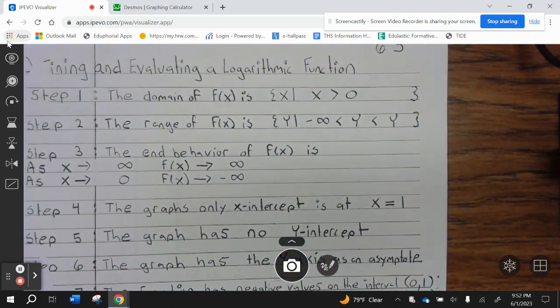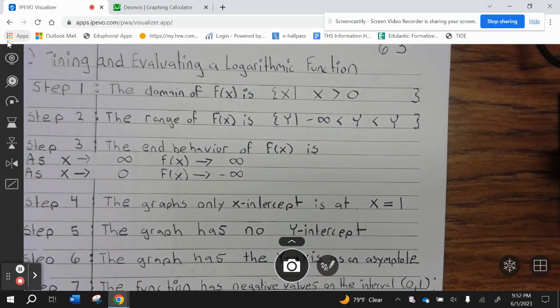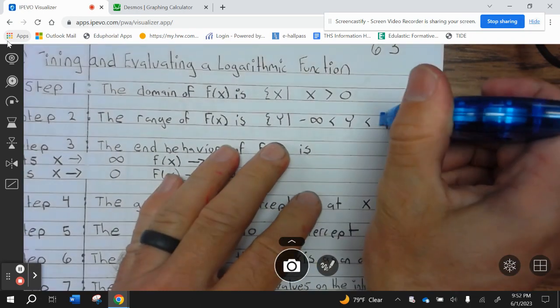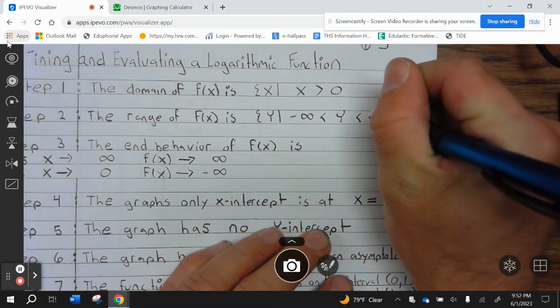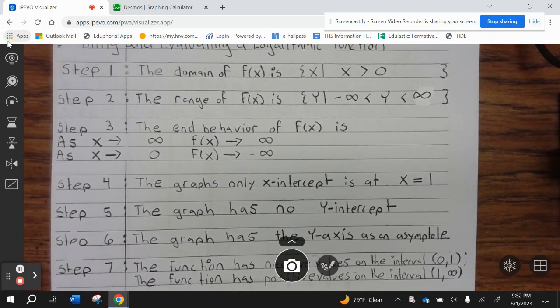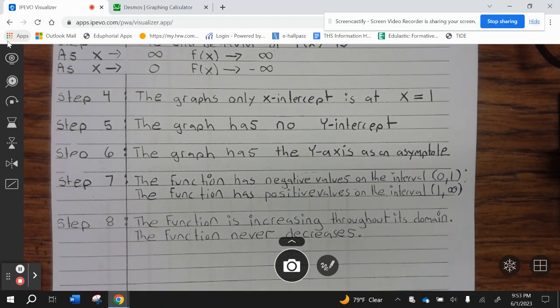All right, step 1, the domain. The domain of f of x is x greater than 0. The range of a log is always negative infinity to positive infinity. Okay, step 3, the end behavior of f of x is, as x approaches infinity, f of x approaches infinity. As x approaches 0, f of x approaches negative infinity. Step 4, the only x-intercept is at 1. Step 5, the graph has no y-intercepts. The graph has the y-axis as an asymptote.